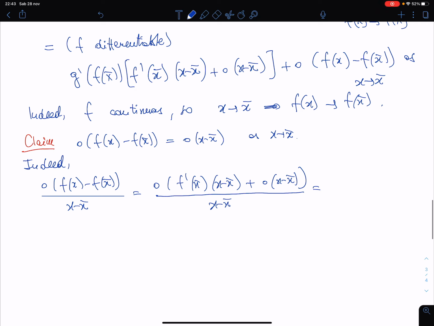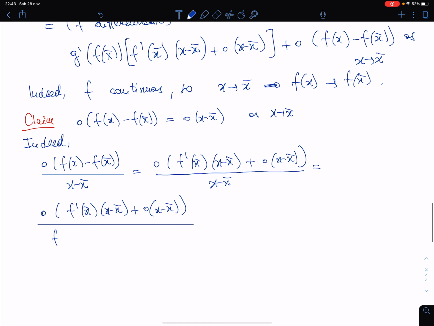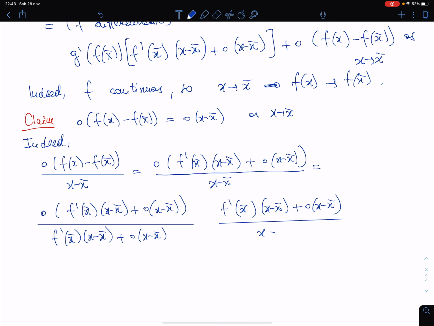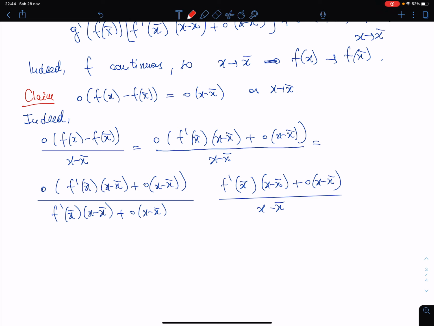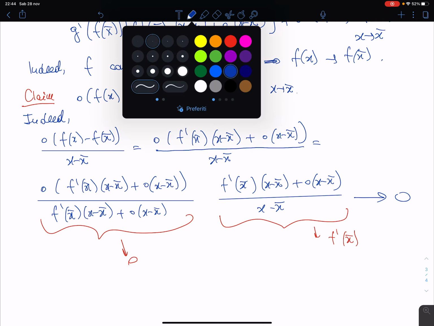Now remember the strategy how to deal with the little o laws. So replace the denominator with the argument of the little o. So here you have f prime of x bar times x minus x bar plus little o of x minus x bar, and then complete the computation, and here you have f prime of x bar times x minus x bar plus little o of x minus x bar, and here x minus x bar. So here you immediately see that this second term goes to f prime of x bar by principle of negligibility, and this goes to 0. So everything here at the end eventually goes to 0. And so since this goes to 0, then we proved the claim. So the claim is proved.